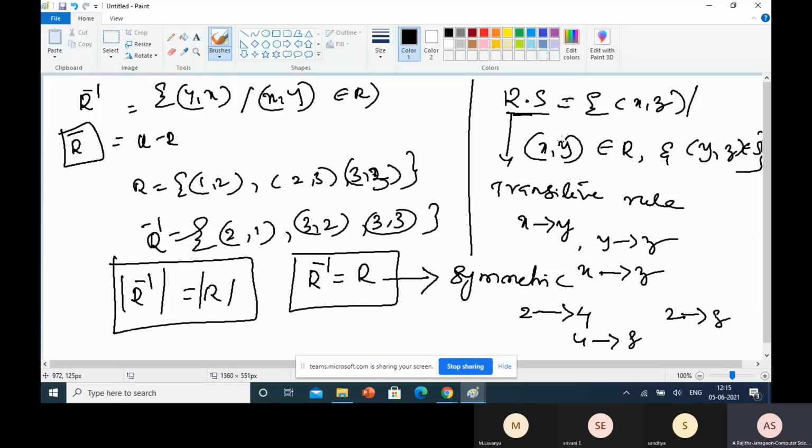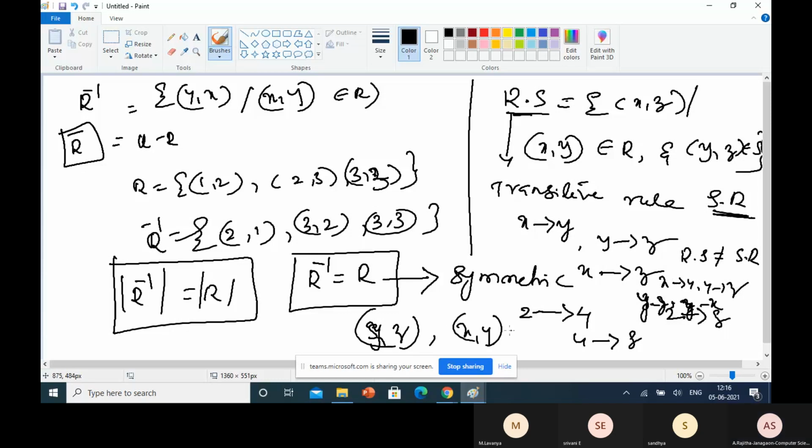Here we can also take the composition of S to R. But the composition of R to S is not equal to S to R, because in one case x to y to z is there, but in the other the order is reversed, with y to z belonging to S and x comma y belonging to R. So in this case the composition R to S is not equal to S to R. Now see one problem on this composition.